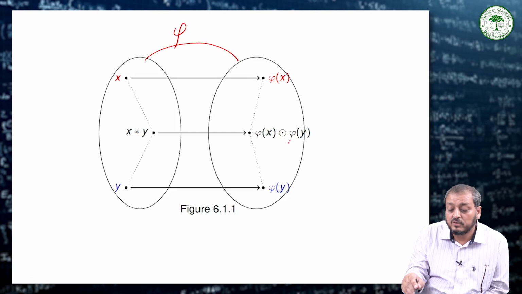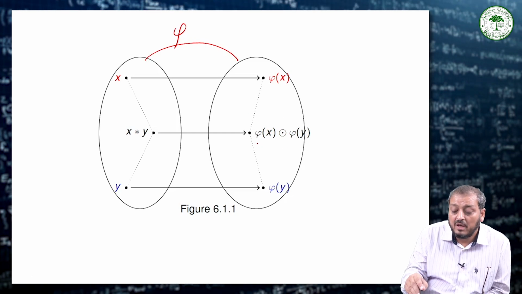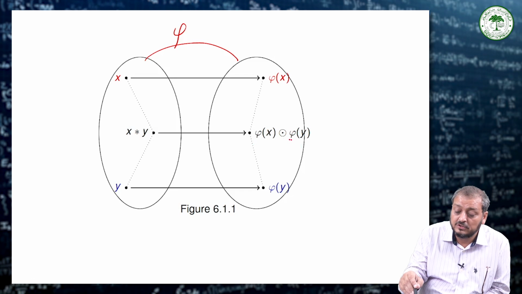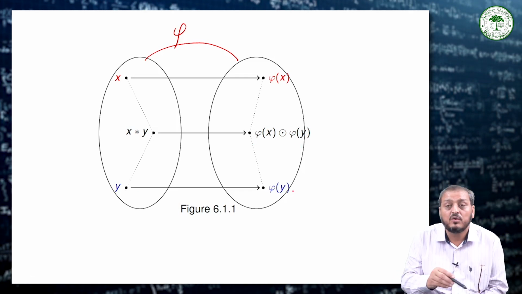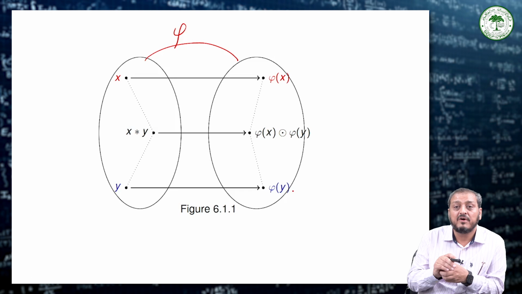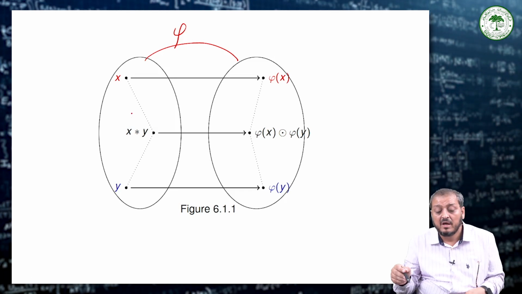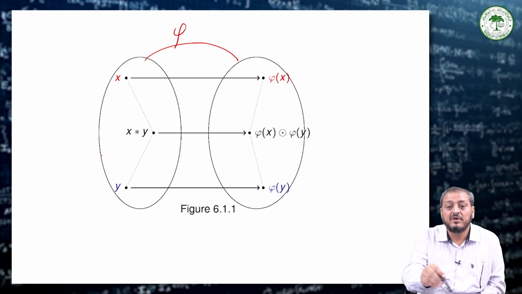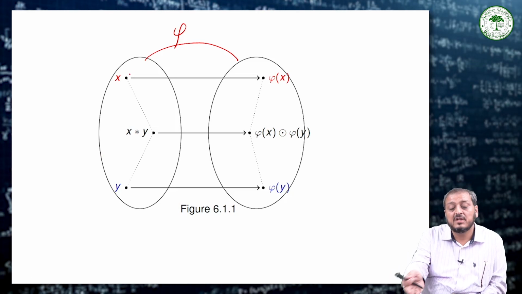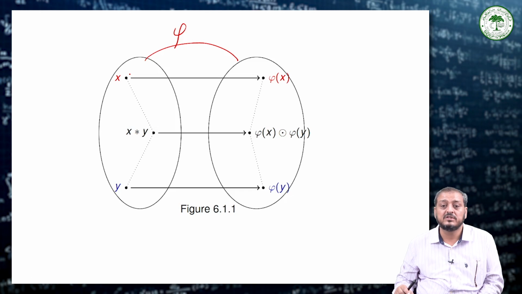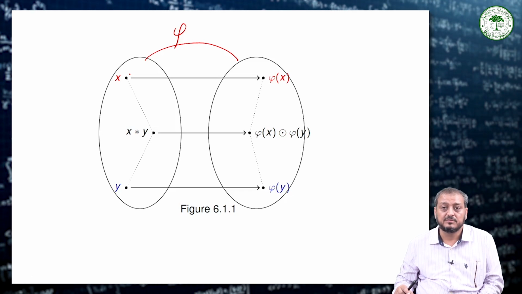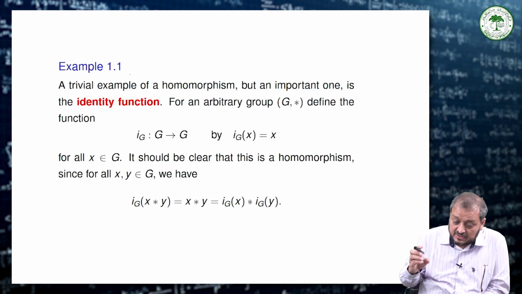x composition y should map in the form of psi x composition psi y, and this is equal to phi of y. So, this means we can simply say that this is the figure. We can say that this preserving the operations is called a homomorphism. So, we just take a trivial example.